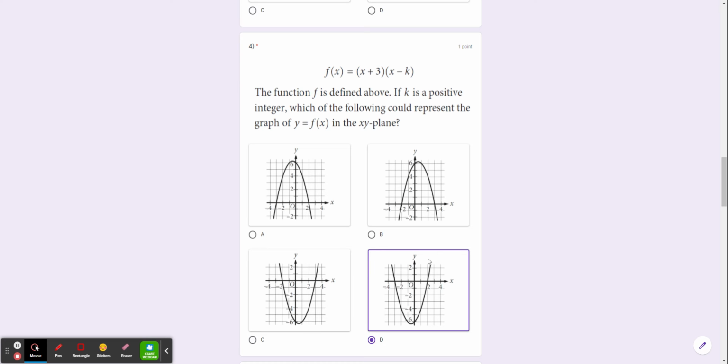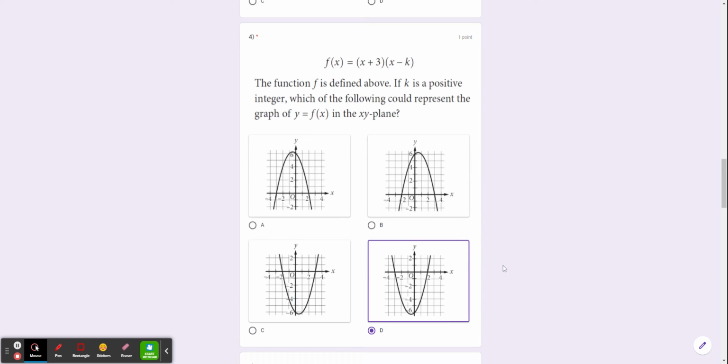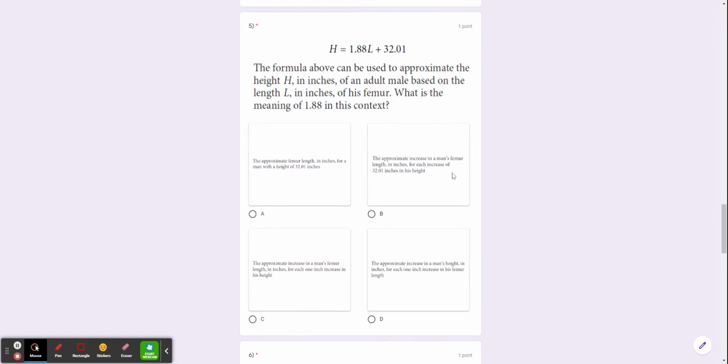If k is a positive number, it just means it's going to cross on the right-hand side, which these both do, so that doesn't provide us any help. If you notice, these are two actually just mirrors of each other. This one crosses at negative 3 and 2, so does this one, but this one opens down, this one opens up.